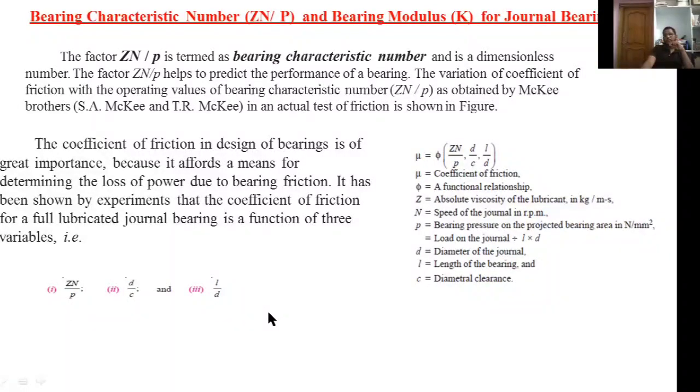In tomorrow's class I will explain the design procedure of journal bearings. In the next class I will explain how to design a journal bearing, and how to calculate the heat dissipation coefficient and heat generation. Tomorrow I will explain about these values again, because these values are very important for journal bearing design.